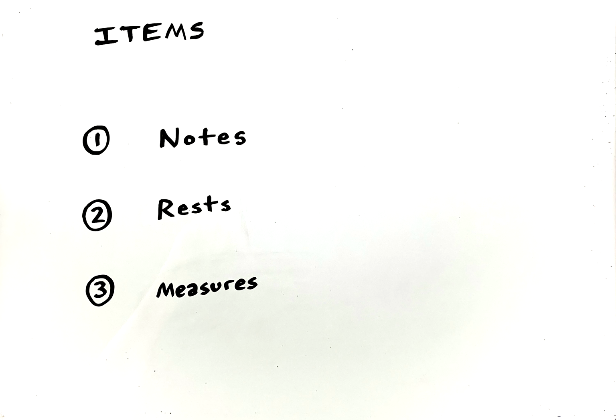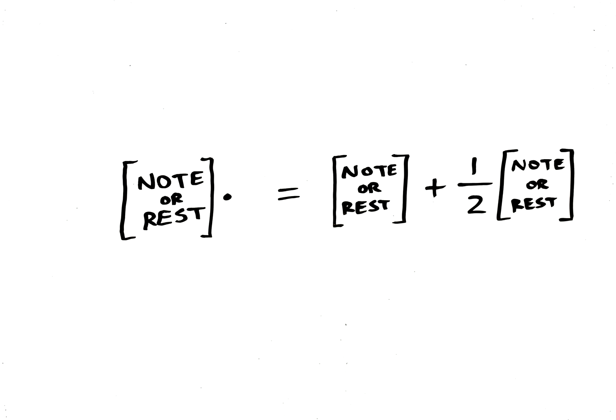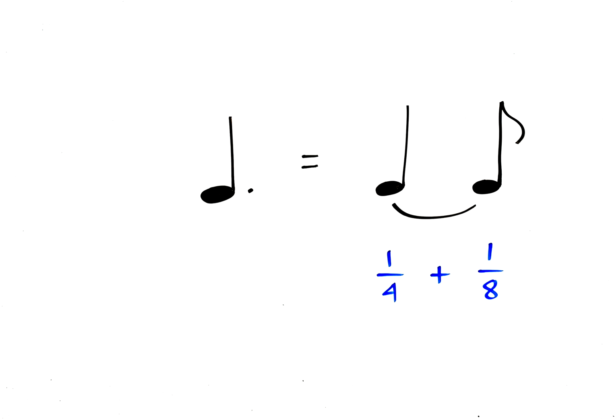Now let's talk about dotted rhythms. Putting a dot on a note or rest makes it longer by adding to it 1/2 of its original length. For example, a dotted quarter note is the same length as a quarter note plus an eighth note. 1/4 plus 1/8 is 3/8. So we can analyze a dotted quarter note as a 3/8 note.